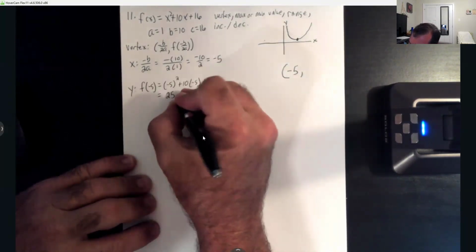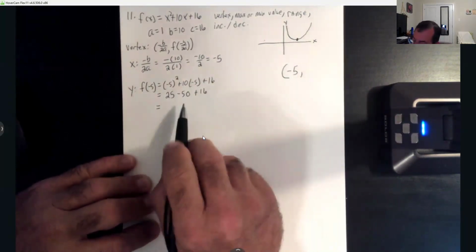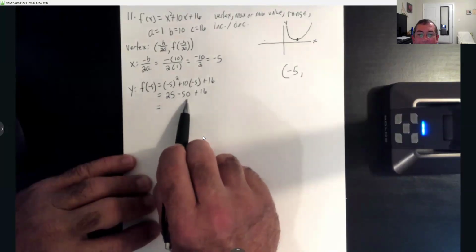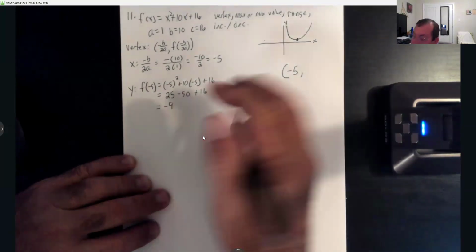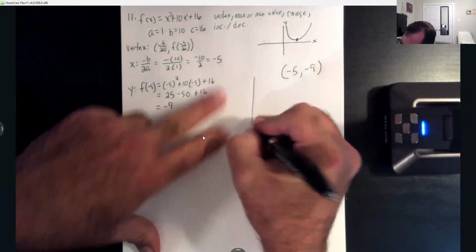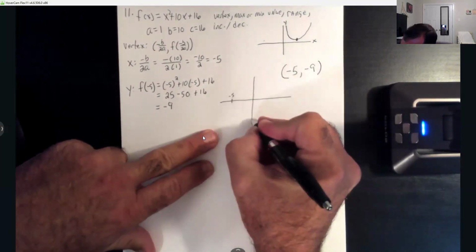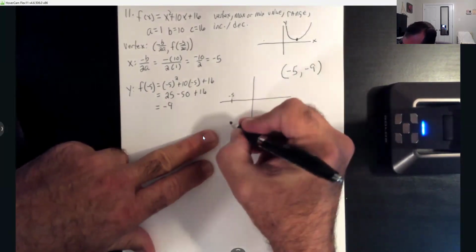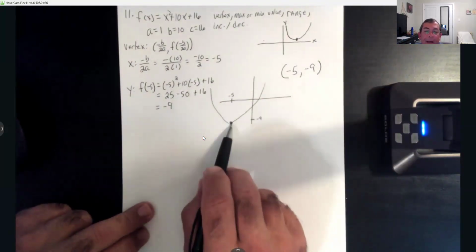10 times negative 5 is negative 50, and then plus 16. So y'all working through this, 25 negative 50, give me negative 25, plus 16 gives me a negative 9. So actually my graph would be over here at negative 5, and then down here at negative 9. And it would be shooting up like that somehow. So my vertex was at negative 5, negative 9.